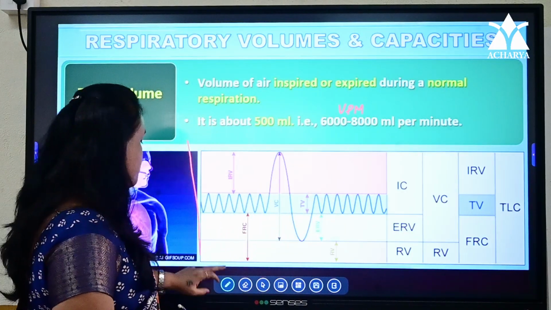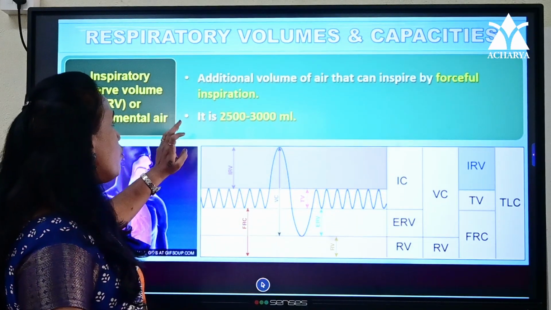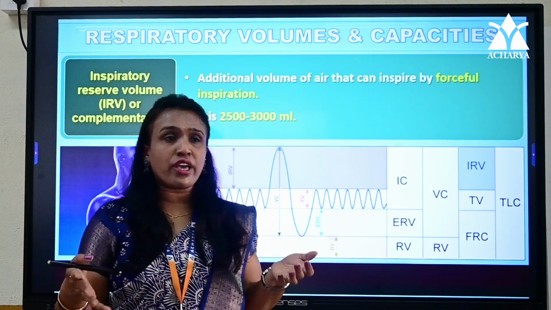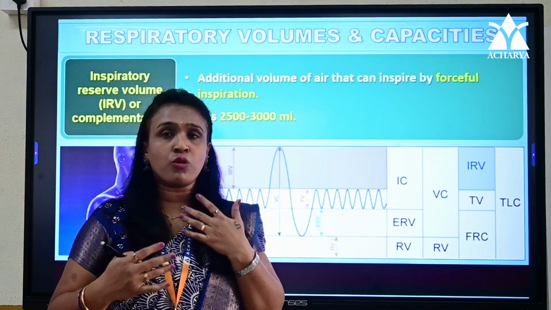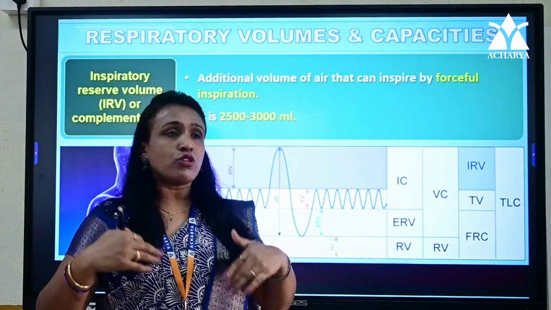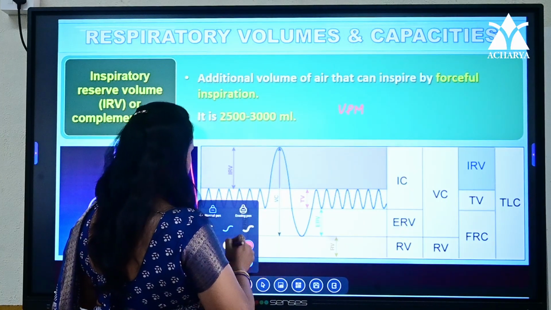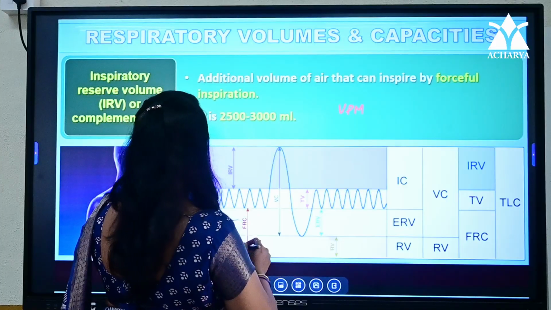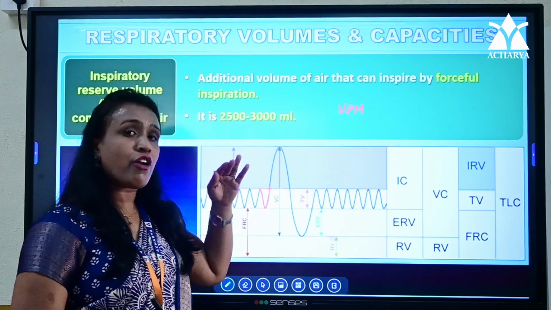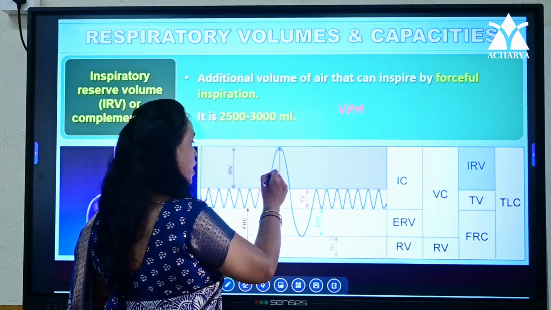Next, coming to the inspiratory reserve volume. For example, you are doing pranayama. You are inhaling, and your guru will ask you to take a deep inhalation. So apart from the tidal volume, this is your normal breath that you have taken up to here. You have exhaled and inhaled, but now you are not stopping at that normal inspiration, you are inspiring forcefully.